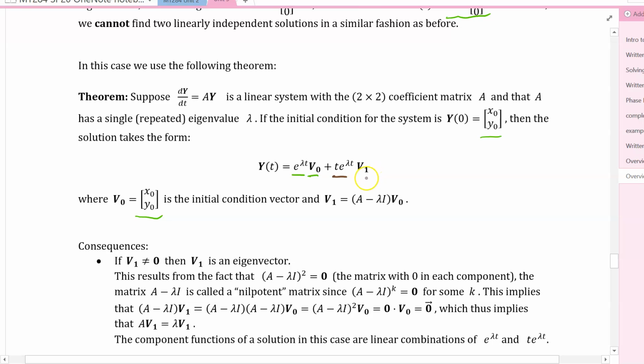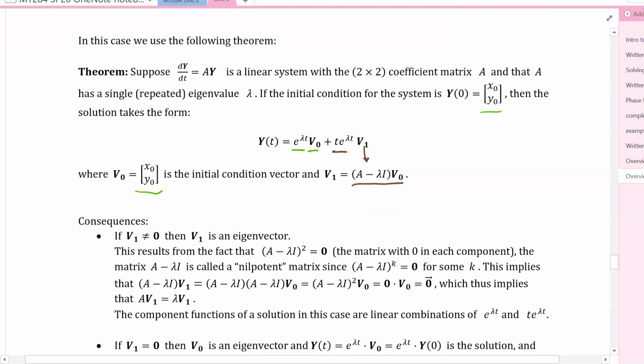Now, what is this vector v1? v1 is determined by doing A minus lambda times the identity, where lambda is the single repeated eigenvalue, times the vector v0. So again, you're given your initial condition vector, you plug that directly in. You determine the vector v1 by writing down the matrix A minus lambda times the identity and multiplying that by v0. And so this theorem makes it actually pretty easy to solve these types of systems. There's the formula right there.